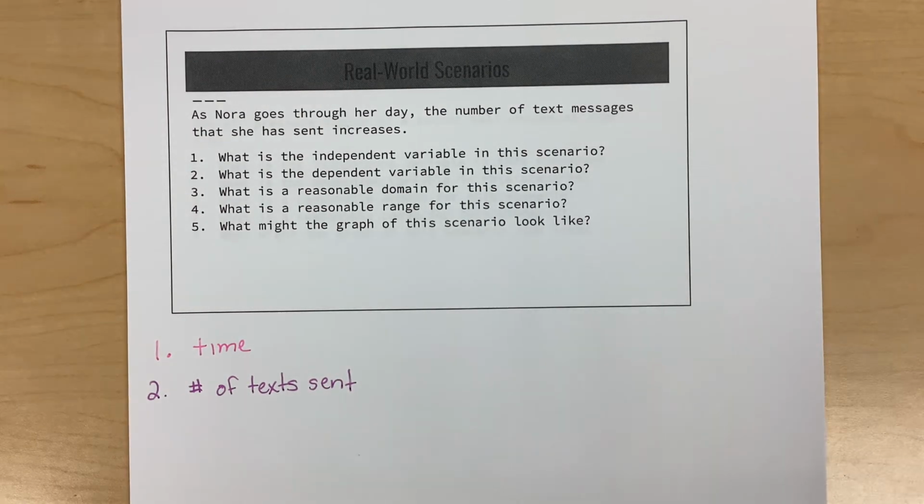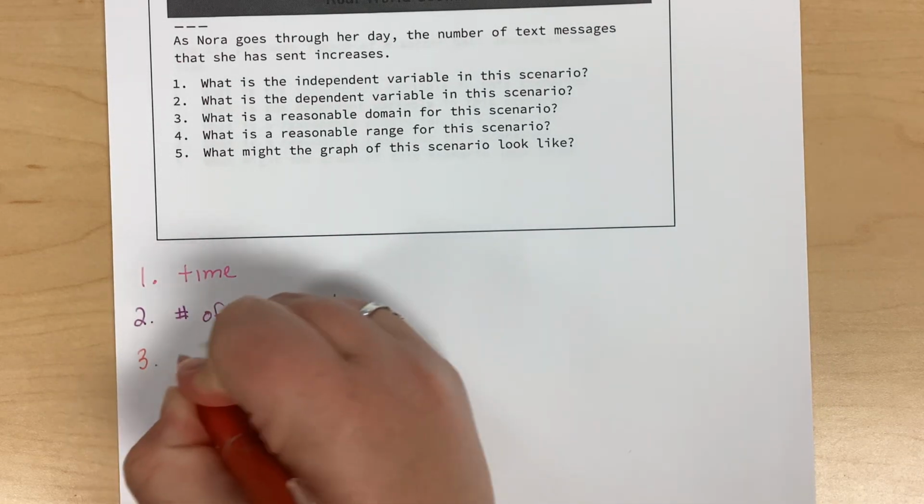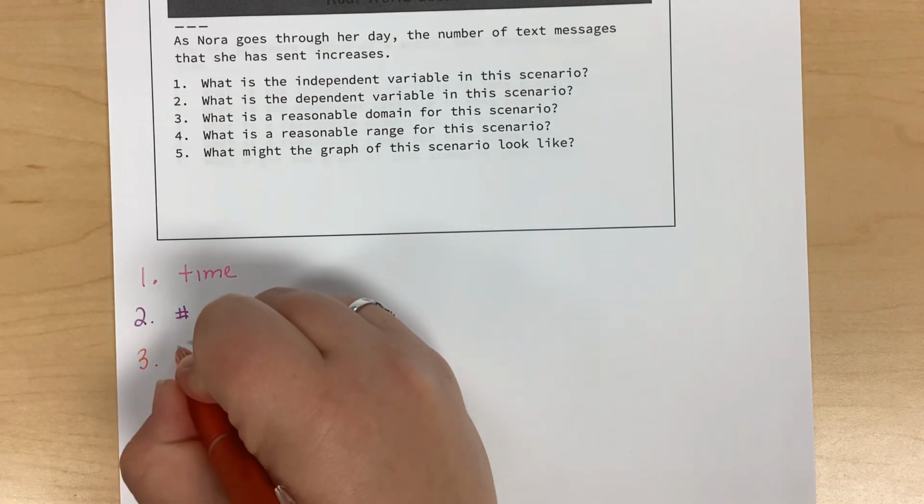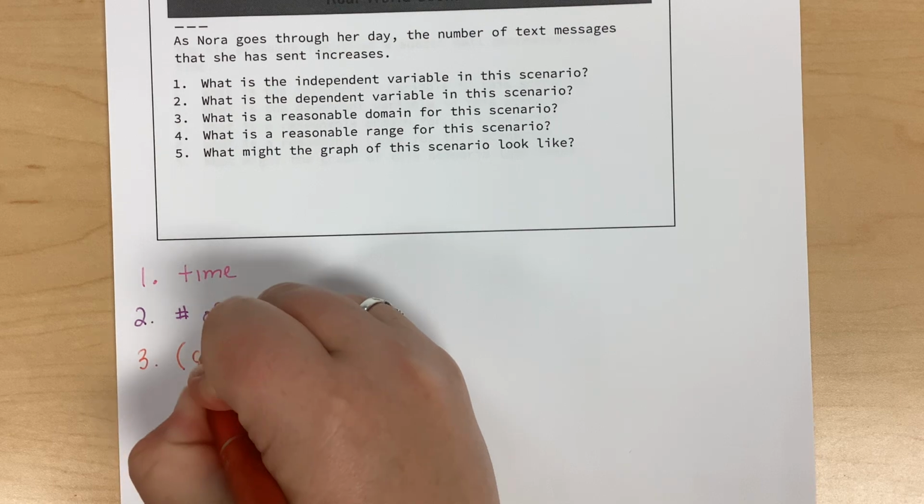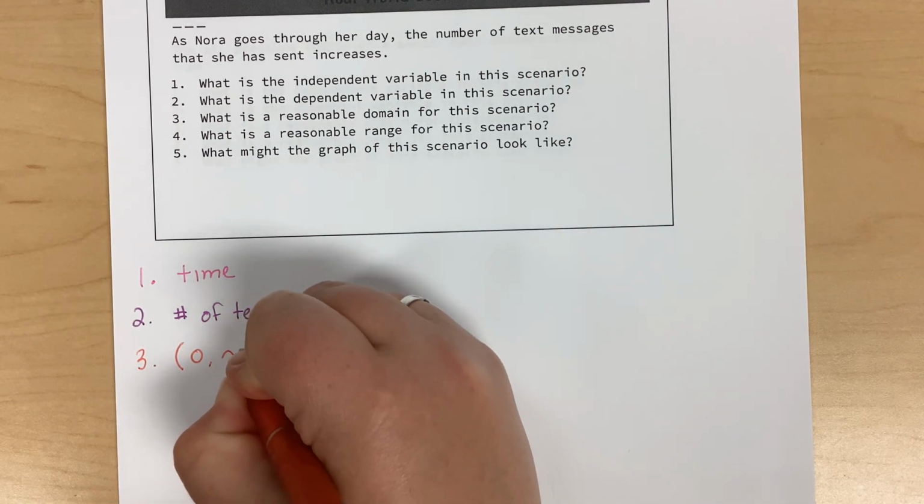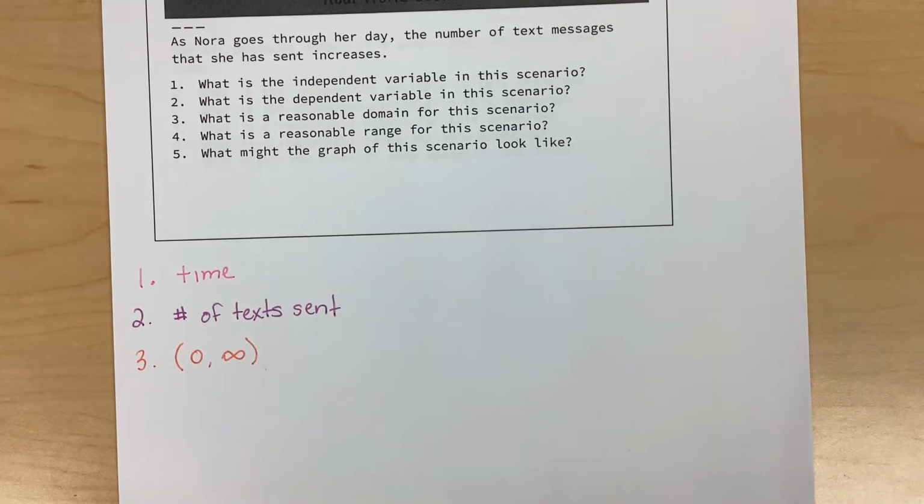All right, now we got to talk about a reasonable domain and a reasonable range. So this is very similar to the last problem. So remember, my domain is all about time. So the starting point of time is literally 0, right? When you wake up in the morning, that's the beginning of the day. Okay, now time also is infinite. It goes on forever. So I know that that is going to be part of my domain.